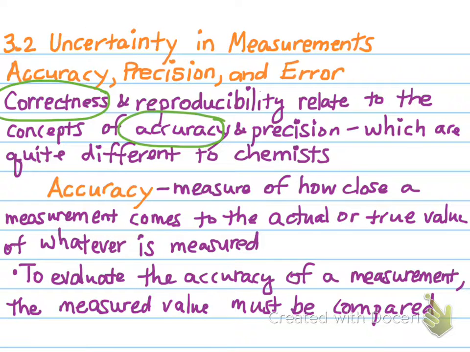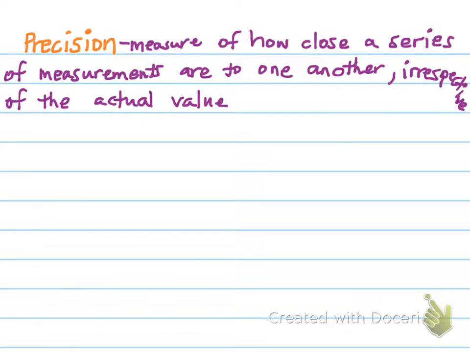So when we come back here, precision has to do with that reproducibility. When we're talking about precision, we're really talking about whether or not we get the same answer over and over. That's why the word series is important. To talk about precision, you can't just make a measurement once.